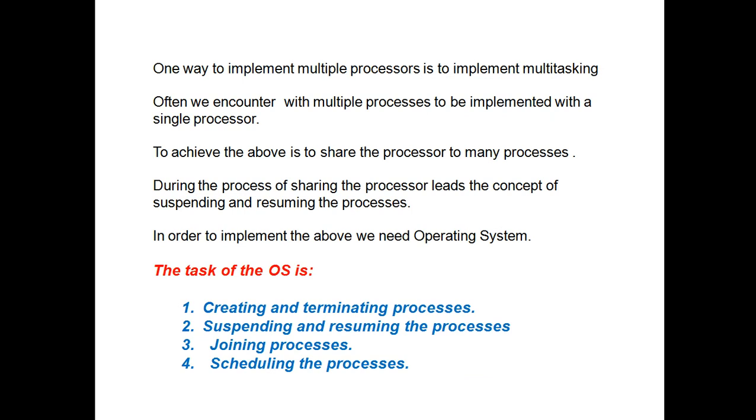One way to implement multiple processes is multitasking. Often we encounter multiple processes to be implemented on a single processor. To achieve this, the processor is shared among the processes. During sharing, the processor needs the concept of suspending and resuming processes. In order to implement this, we need an operating system. The task of the OS is creating and terminating processes, suspending and resuming processes, joining processes and scheduling the processes.